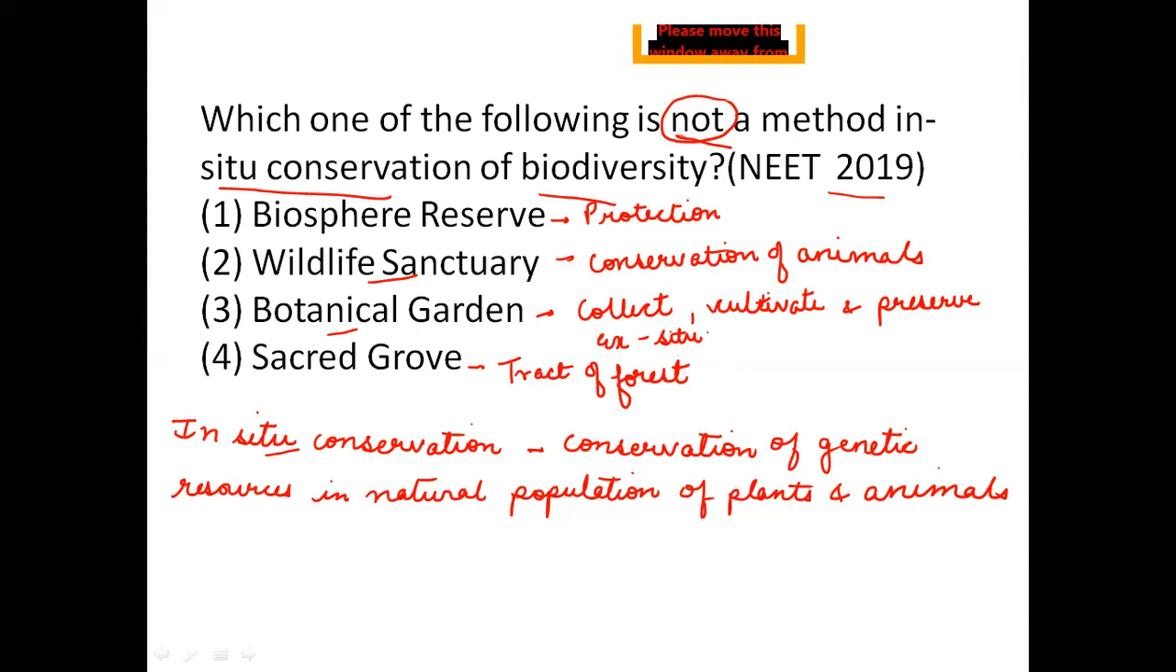So, according to the question, which is not a method of in situ conservation of biodiversity, we can say it is the botanical garden, because it is an example of ex situ conservation.